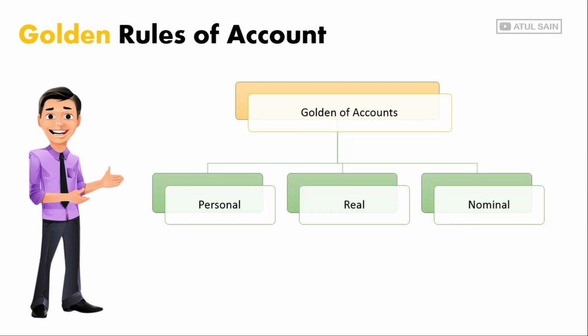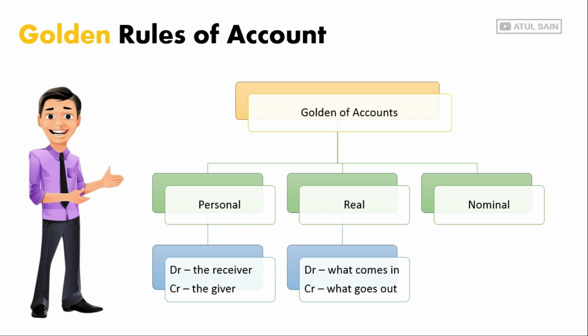If I talk about the personal account rule, it is debit the receiver and credit the giver. If any person or organization is the receiver, you have to debit that, and if it is a giver, you have to credit that. In the real account, we have to debit what comes in and credit what goes out. If any asset is coming in, you have to debit that. If any asset is going out, you have to credit that.